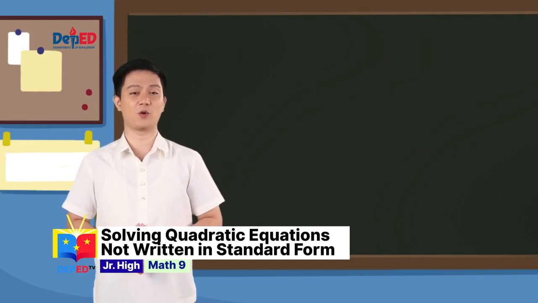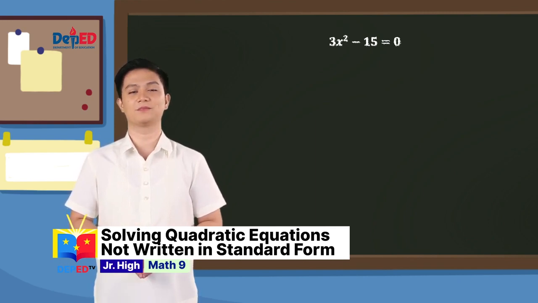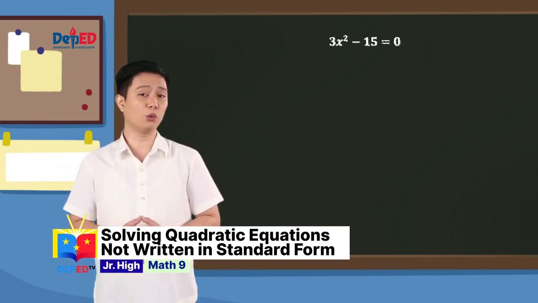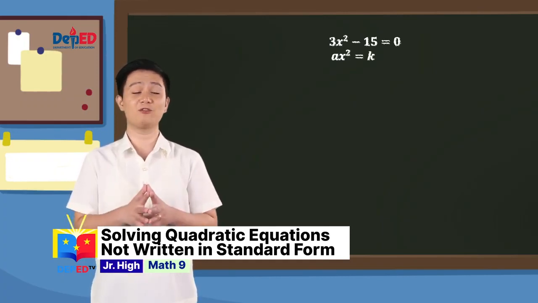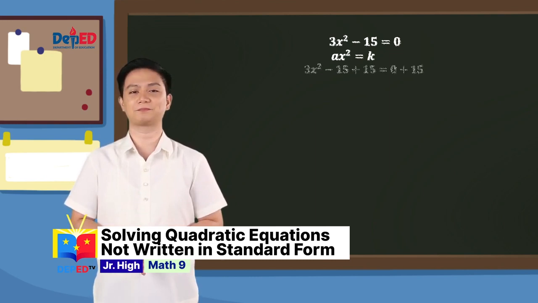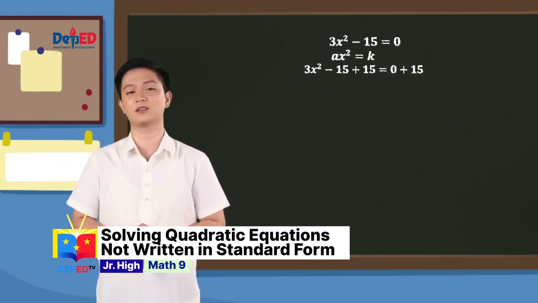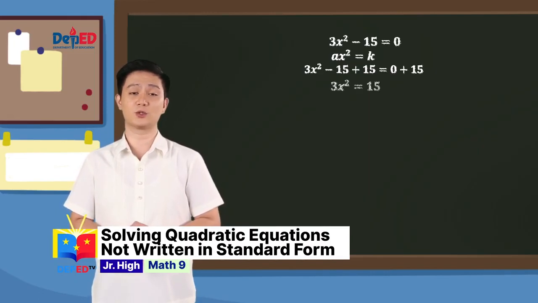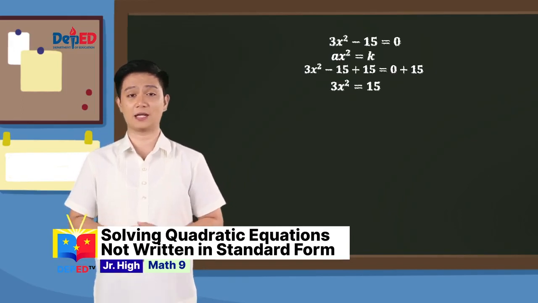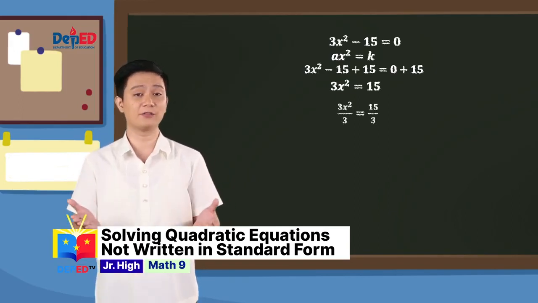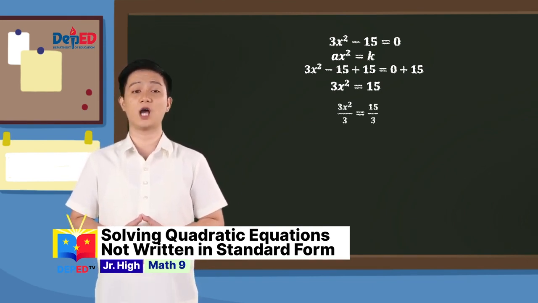Let's solve the second equation. 3x squared minus 15 equals 0. Since it has no linear term, or the value of b is 0, it can be rewritten in the form ax squared equals k, and hence can be solved by extracting square roots. So we increase both sides of the equation by 15, and this results to the equation 3x squared equals 15. Before we extract the square root of both sides, we must divide them by 3, since the numerical coefficient in the quadratic term is 3 and not 1.